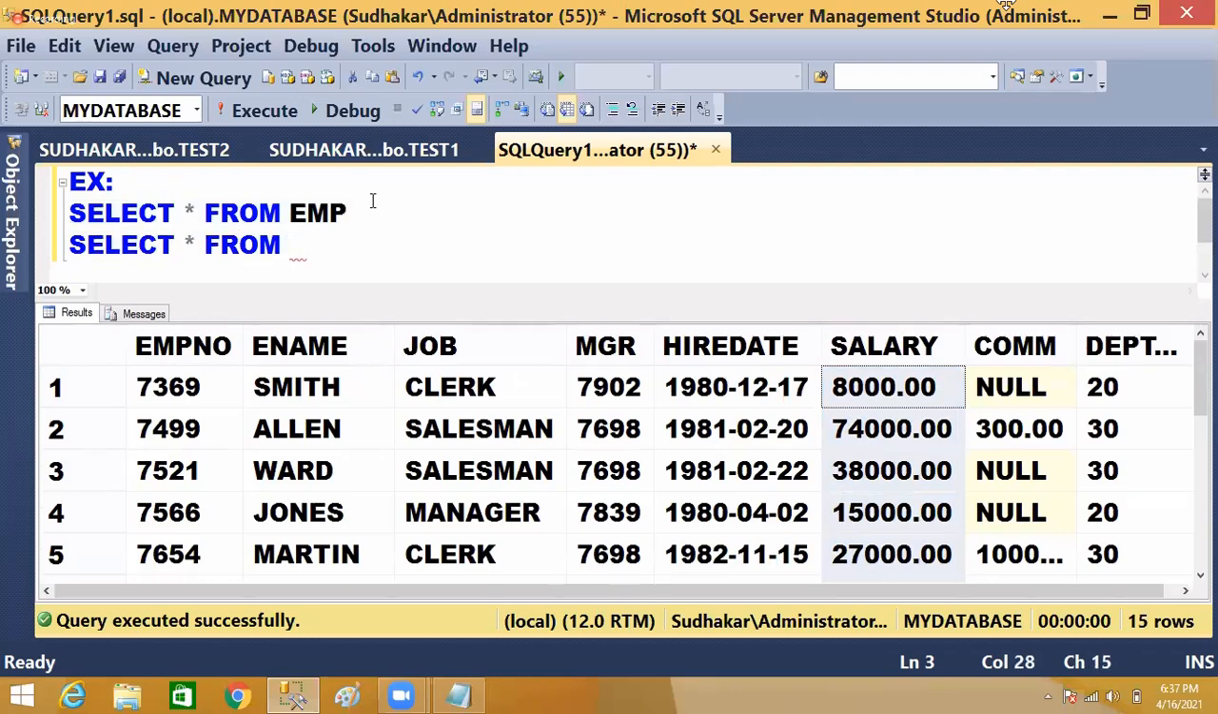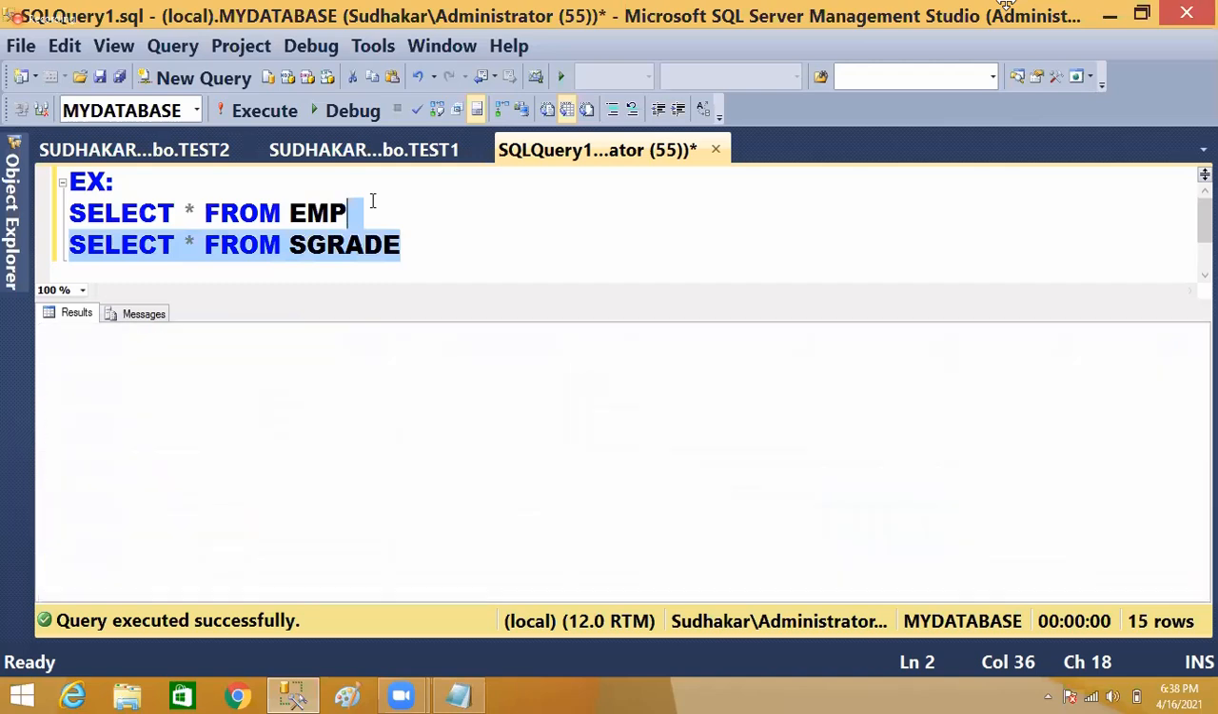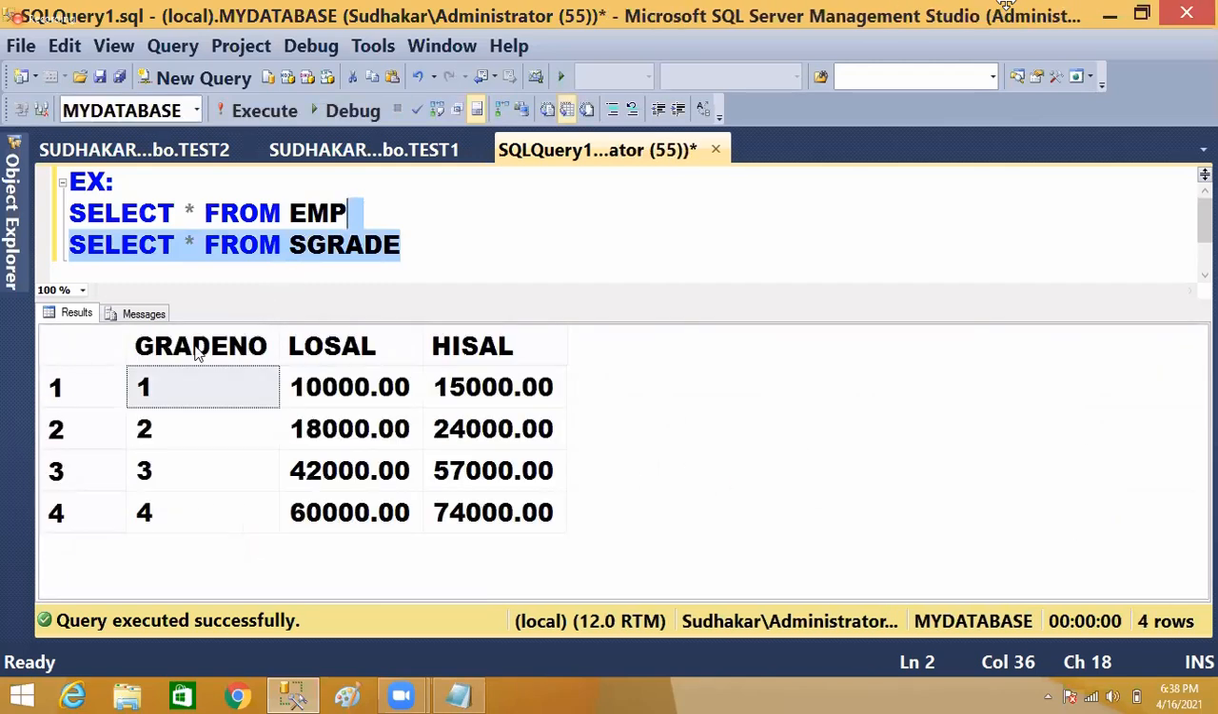The second table I'm calling, that is select star from S grade table. Now we can see the S grade table. In the S grade table we have grade numbers, like serial numbers or whatever it is, and we have a low salary column and a high salary column. Low salaries, if you see, are 10,000, 15,000, 18,000, 24, 42, 57, 60, 74. These are called low salaries, and these are called the high salaries. So these are the two columns we have here.